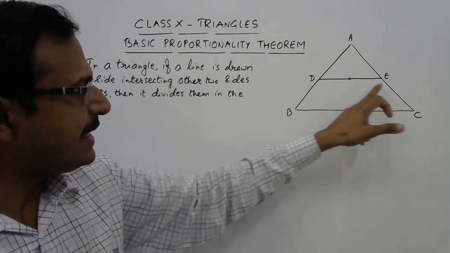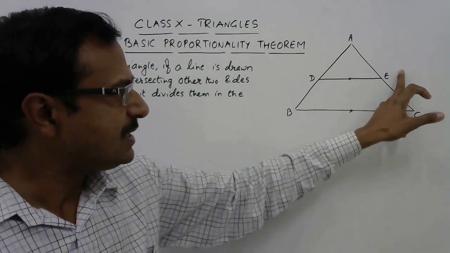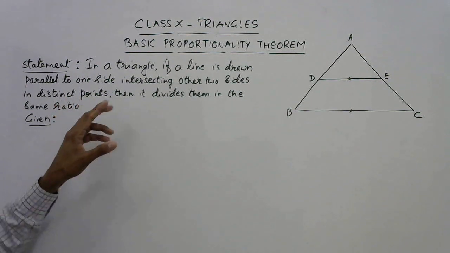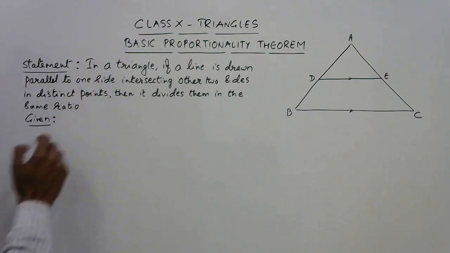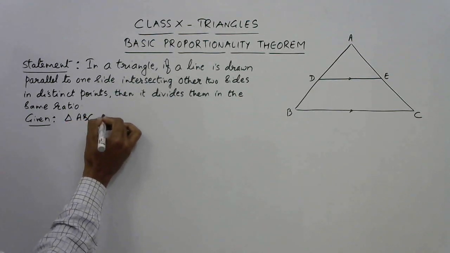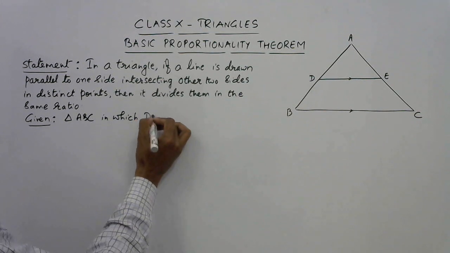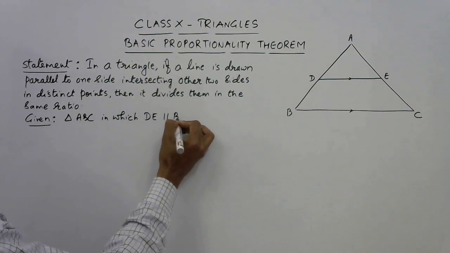So this line DE is intersecting AB at D and AC at E. So what happens? So this much is given. So let's write this given. There is a triangle ABC in which we have drawn a line DE which is parallel to the side BC.